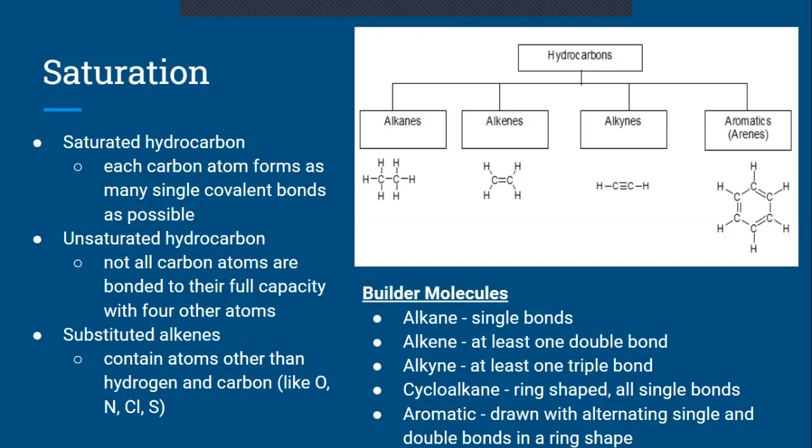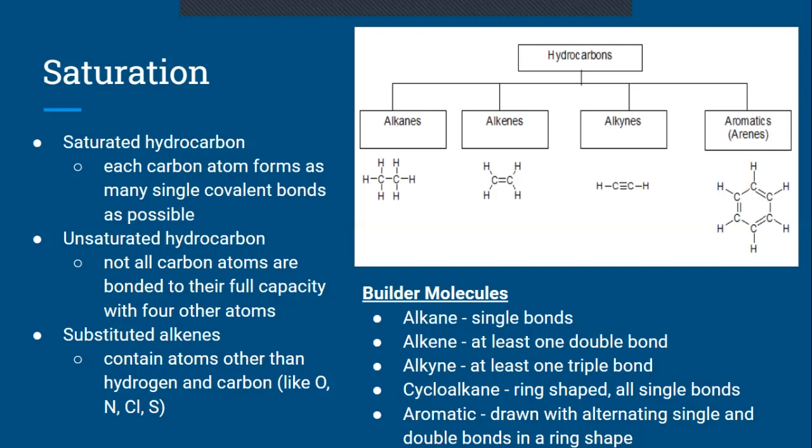Alkynes have triple bonds, and you would notice that this carbon is only bonded to 1, 2 other things, so it's definitely unsaturated. When we talk about a substituted alkene, we're talking about when there's something besides hydrogen and carbon. So it might be oxygen or nitrogen or chlorine or sulfur that's also bonded to the hydrocarbon.